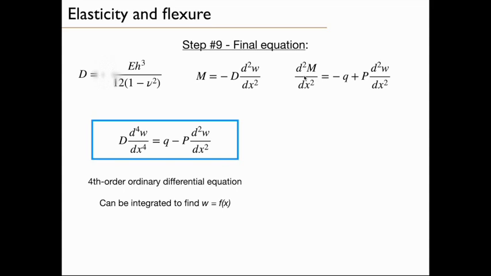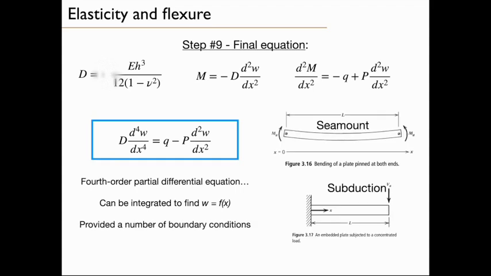And this will lead to a fourth order differential equation, because you take the second order derivative of a second order derivative. So this is D, big D, d to the power 4 of w over dx to the power 4 is equal to Q minus P d2w over dx2. So that's a fourth order differential equation that we will need to integrate in order to find the unknown W here.